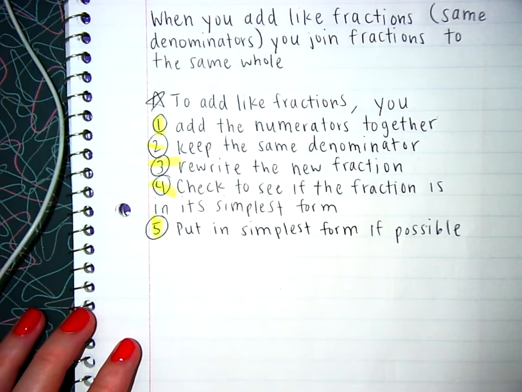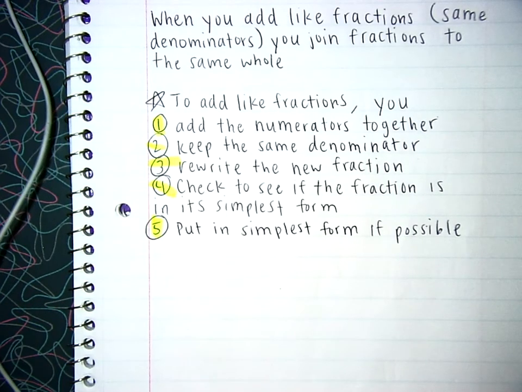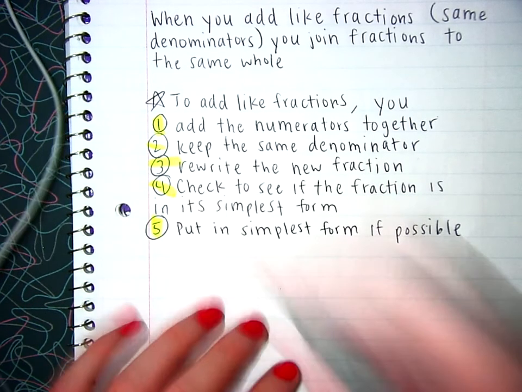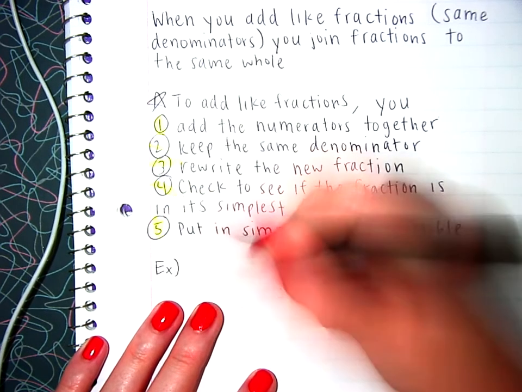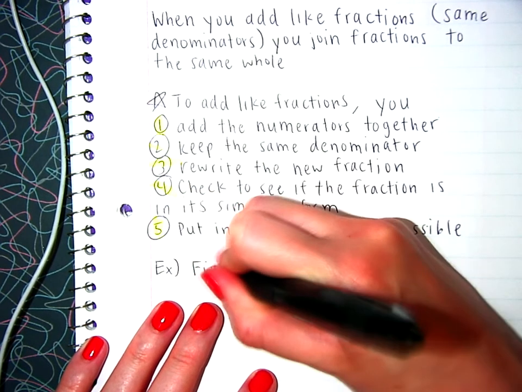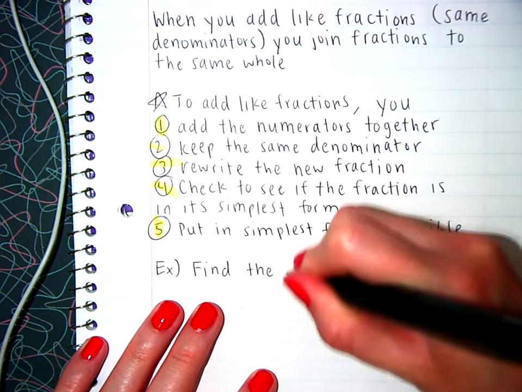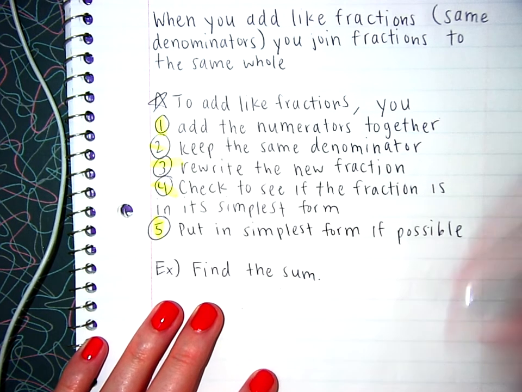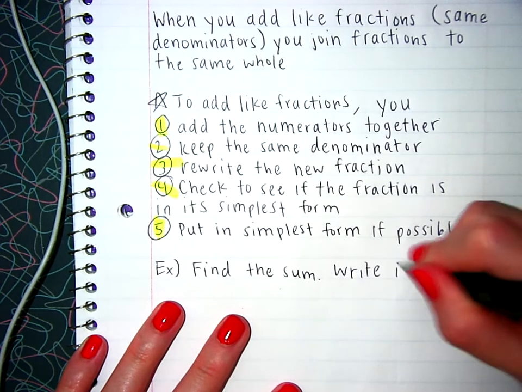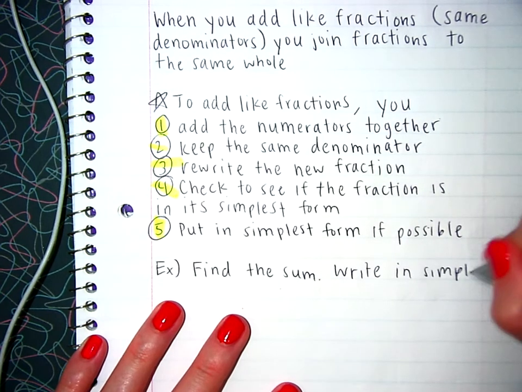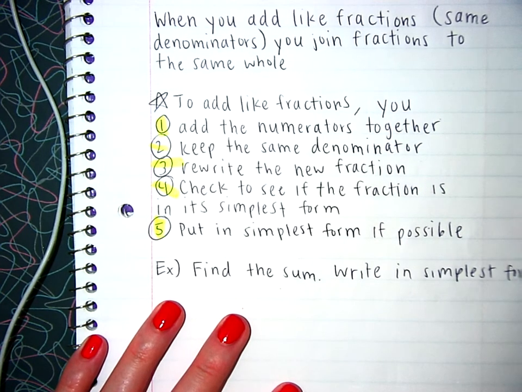So let's go ahead and look at an example of adding like fractions. So this would be an example. It would be find the sum, and then it would say write in simplest form. This would be an example in the instructions that would be given to you.